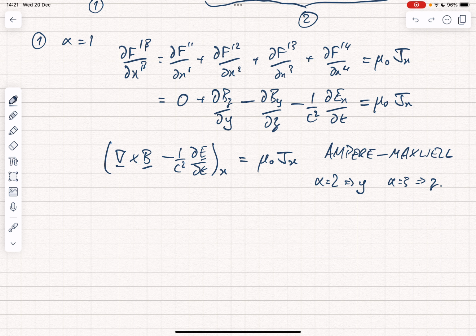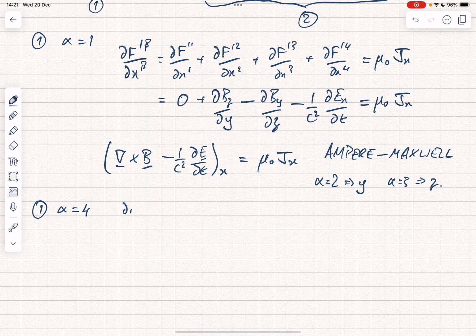What happens if we set α equal to 4? We expect to find something different here because we're now considering the time-like component. In the source term, that is the charge current density, then we're going to end up with a charge density, so that should give us a clue.